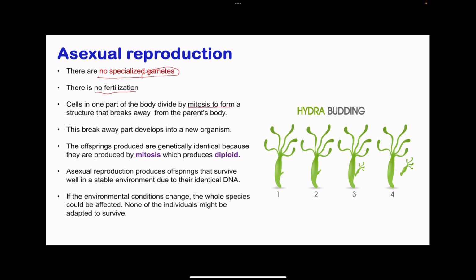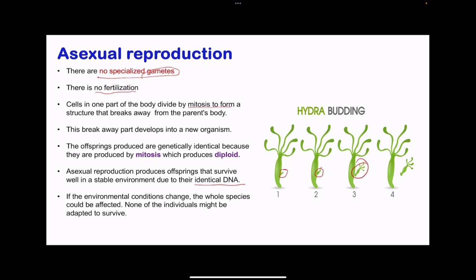For example, here we see this structure is being formed, it increases in size, and then it breaks away from the parent. Later, it becomes an independent organism. Offsprings produced in asexual reproduction are going to be genetically identical, meaning they have the same DNA. So the problem is if environmental conditions change, there is a chance that the whole species is going to be affected because the variation is going to be less, so adaptation to survive might be hindered.